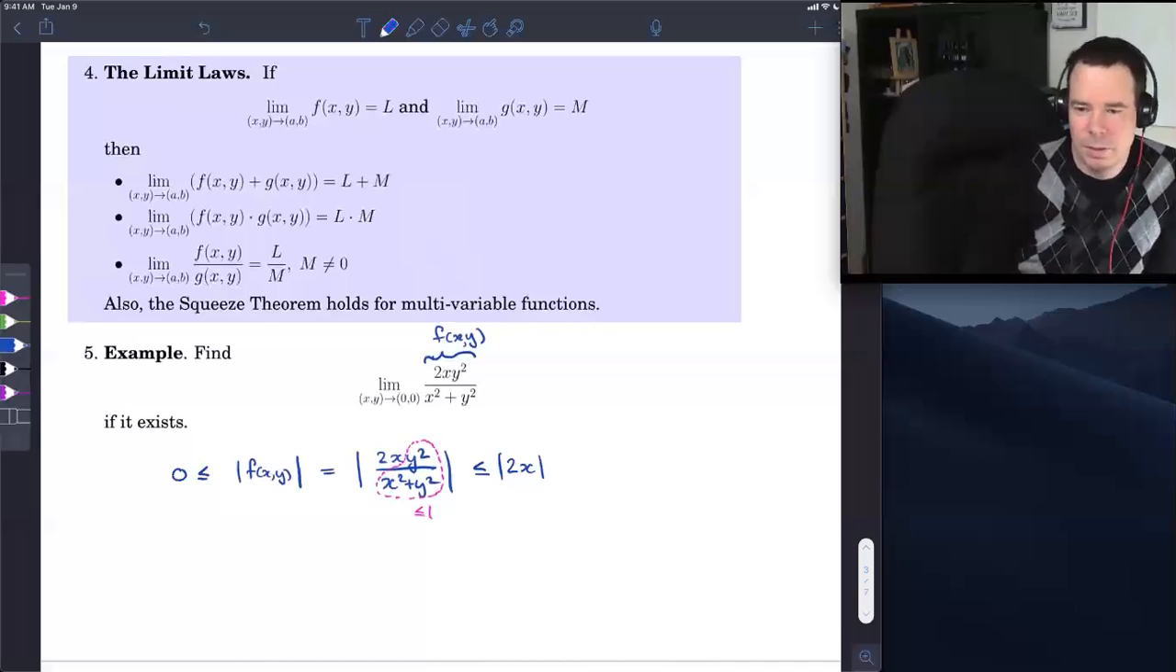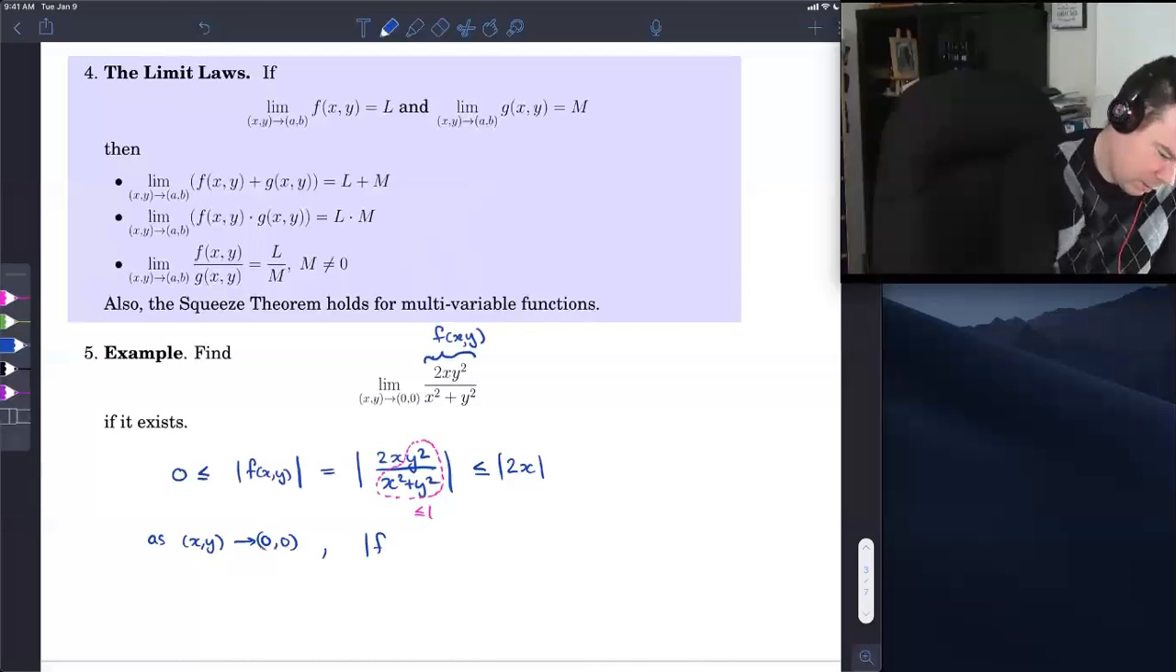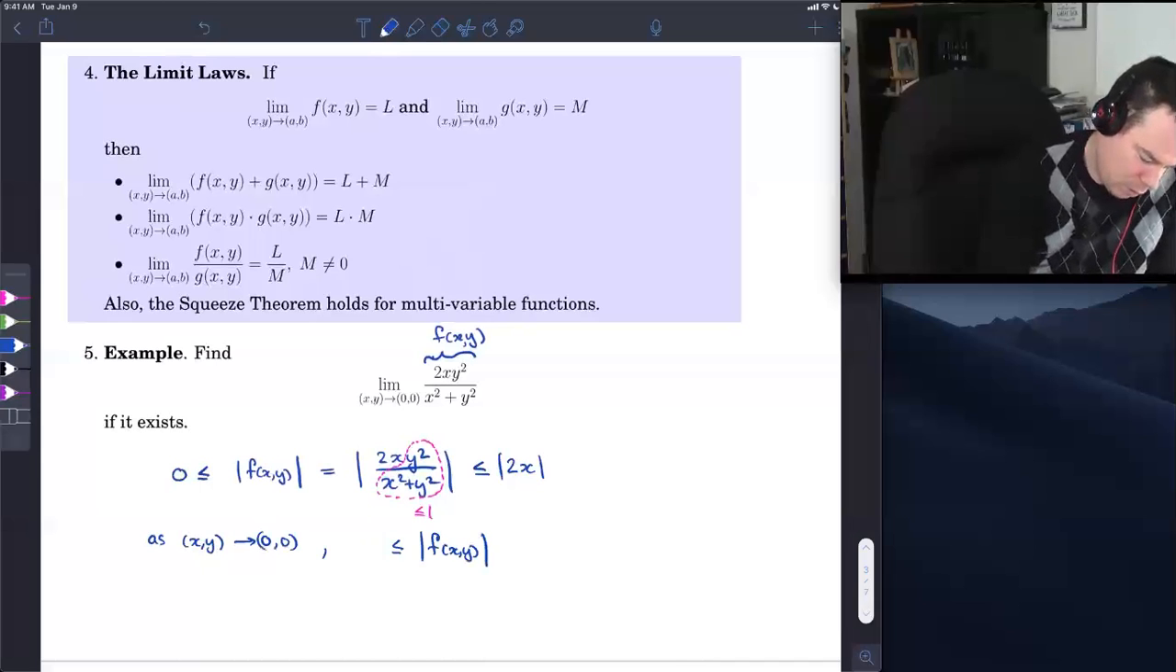So 2x and 0. So as x goes to 0, as (x,y) goes to (0,0), what we have is that f(x,y), which is trapped between 0 and 2x, well, that's going to 0, and that already is 0.